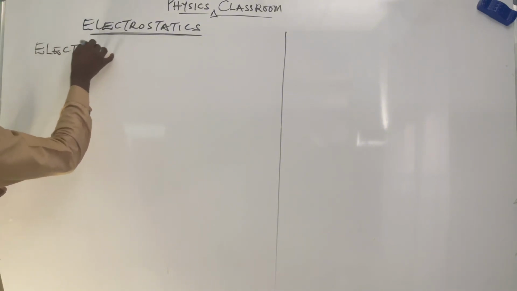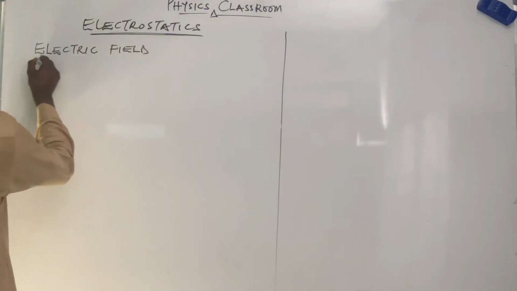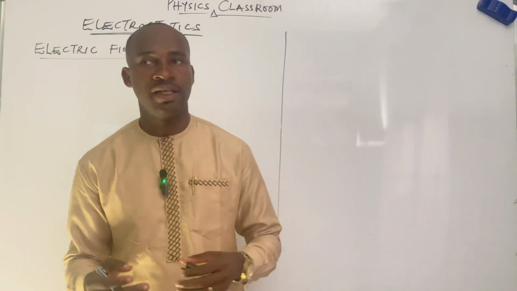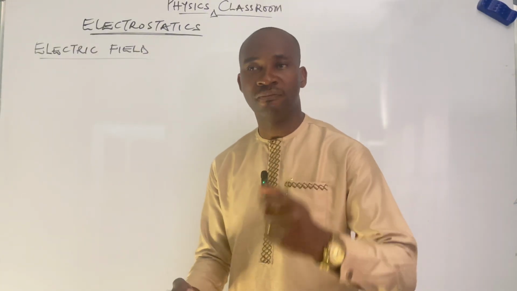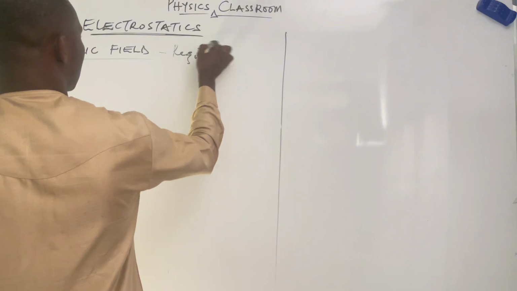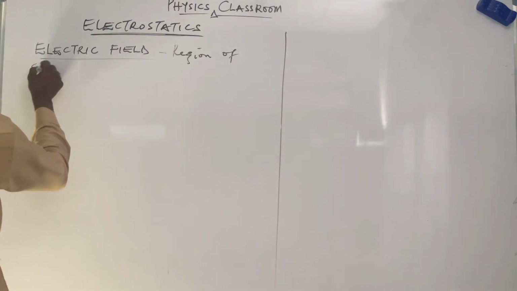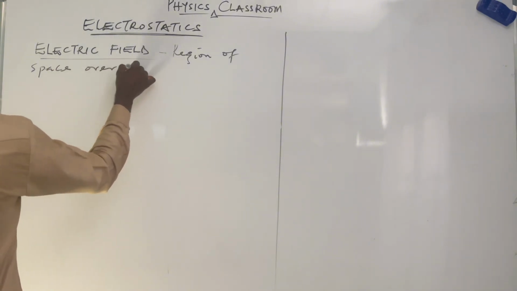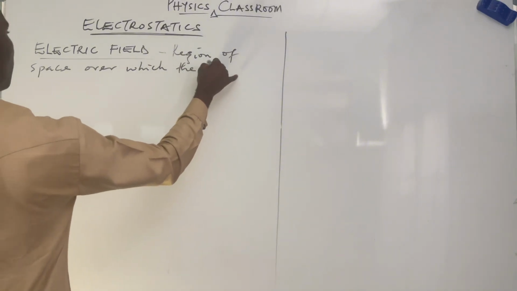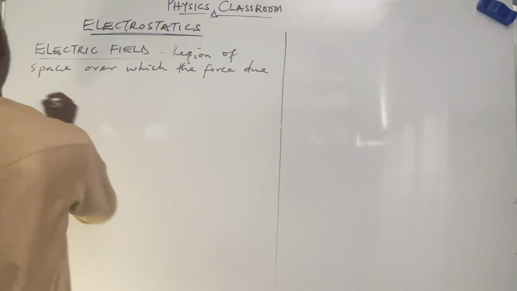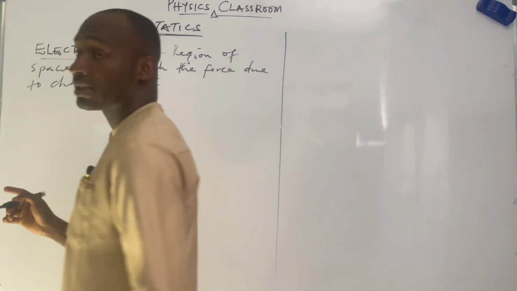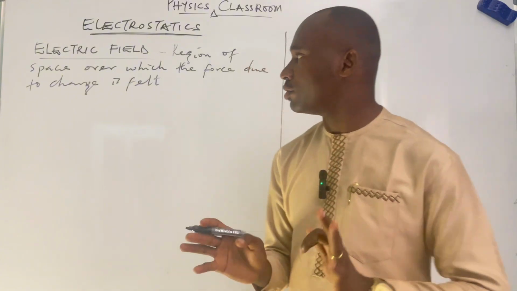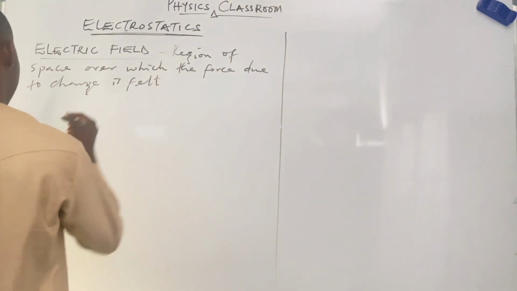All right, let's consider electric field. How do we define electric field? Electric field is defined as the region of space over which the force due to charge is felt. That's electric field.